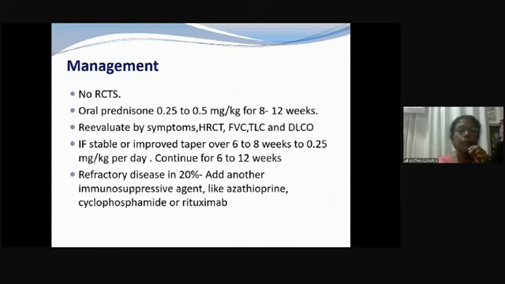There are no randomized controlled trials for the management of LIPs. Usually they are treated with oral prednisone 0.25 to 0.5 milligram per kg for 8 to 12 weeks. And then the patient is re-evaluated symptom-wise and physiologically. And if there is an improvement or the patient is stable, then you can start tapering to 0.25 milligram per kg, and that is continued for another 6 to 12 weeks. 20% of the cases are refractory, and the immunosuppressive agents like azathioprine, cyclophosphamide or rituximab may have to be given.